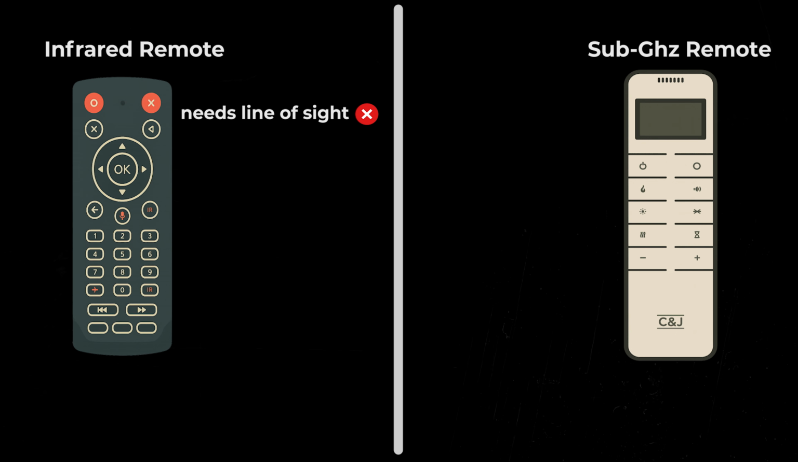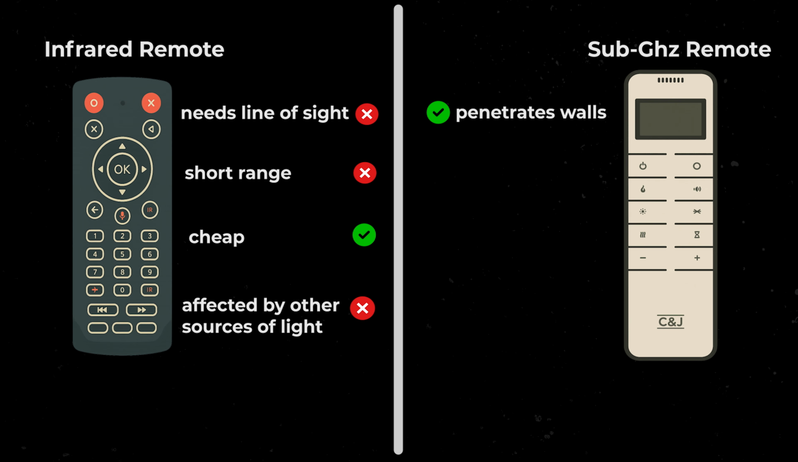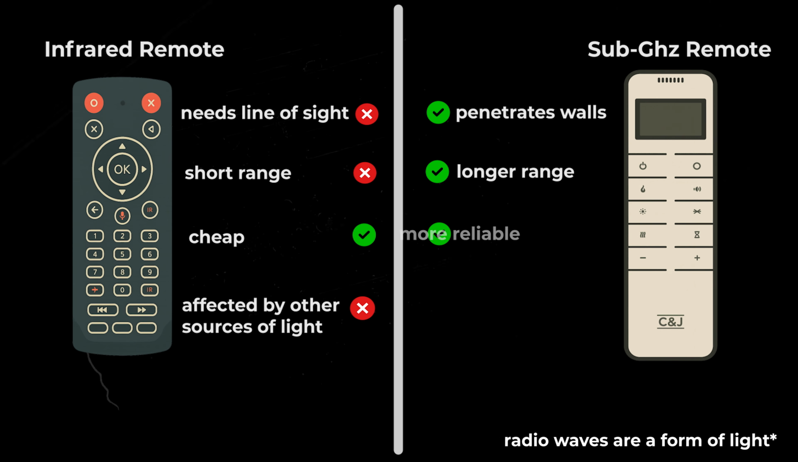But it also comes with some pretty serious limitations. Infrared remotes work by flashing patterns of invisible light at a receiver. That means they require line of sight, they have a very short operating range, they can be affected by sunlight or bright lamps, and of course they only work in one direction. So what makes a sub-GHz remote different? Well, sub-GHz remotes don't use light at all.